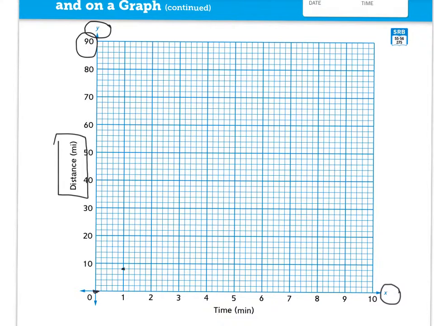My next one is 2, 16. So I move over on the x-axis to 2, and now I have to move up 16. So that line's 10, 12, 14, 16. So what does that 2 represent? If you said minutes, you're correct. And the 16 represents the miles it traveled in that particular time. So it traveled 16 miles in 2 minutes. My next one is 3, 24.